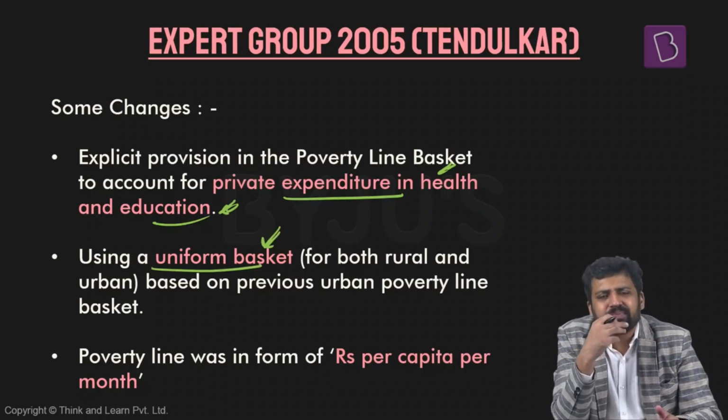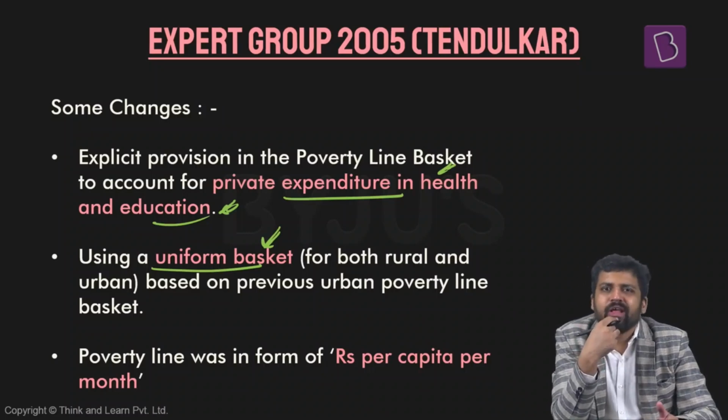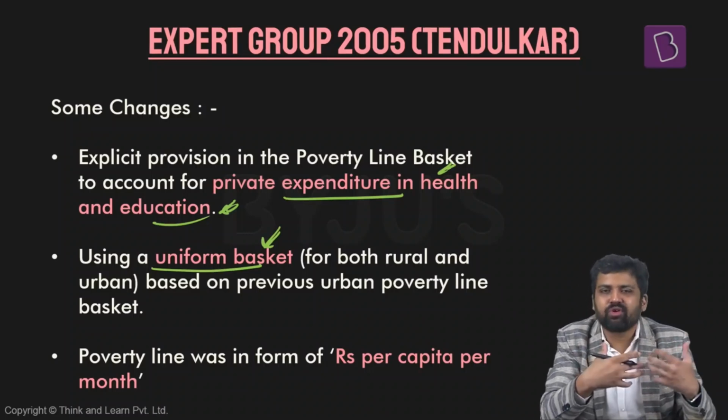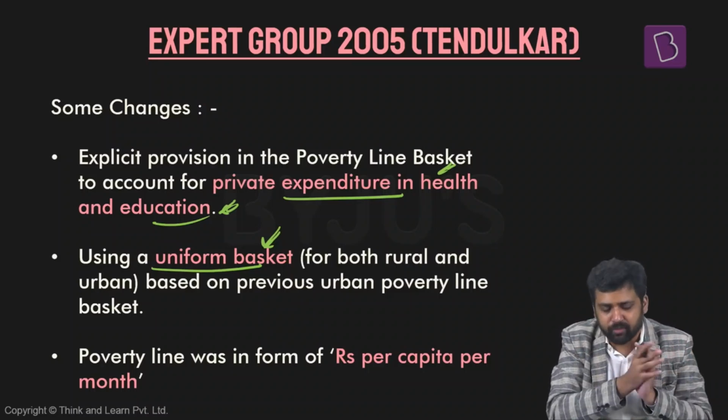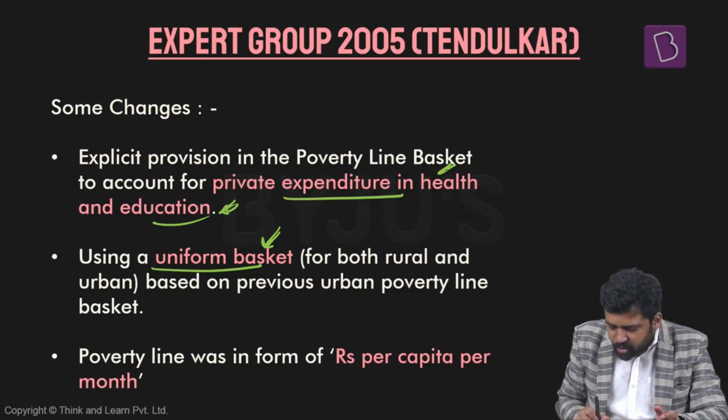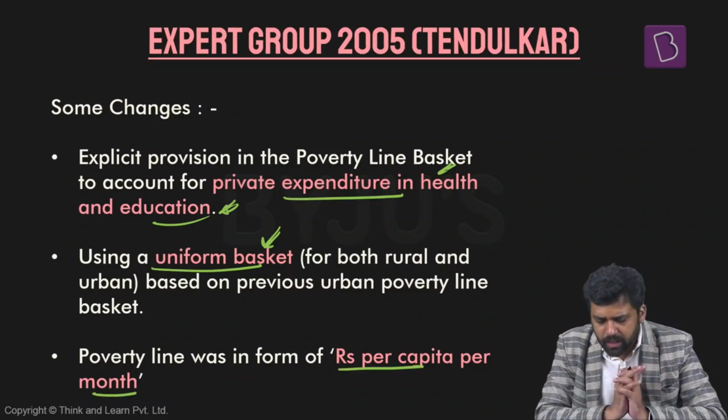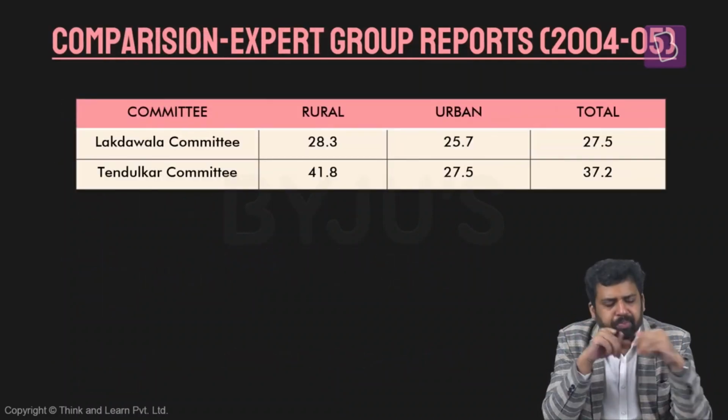Now, another suggestion that they had was that you should have the same poverty line basket for rural areas and urban areas. Which is again a departure from the past, because until this point of time you had different baskets, right? Rural areas had a particular basket, urban areas had a particular basket. Now they are having a single basket, and the poverty line was in the form of rupees per capita per month. This is the format that they are using. So this is what was recommended by the Tendulkar committee.